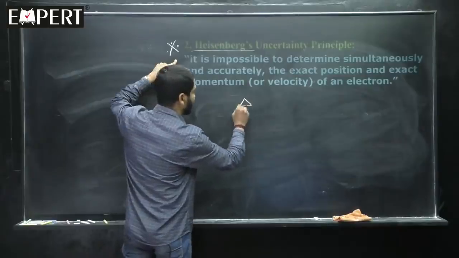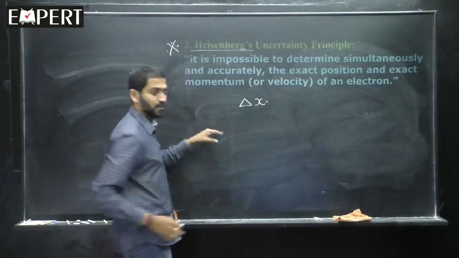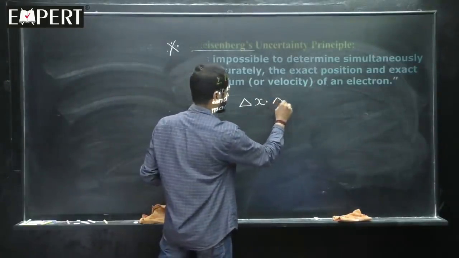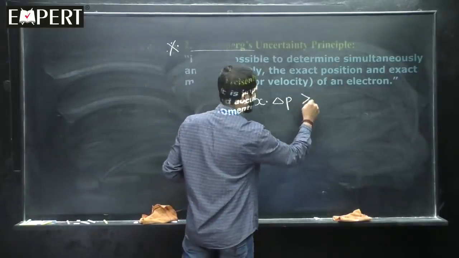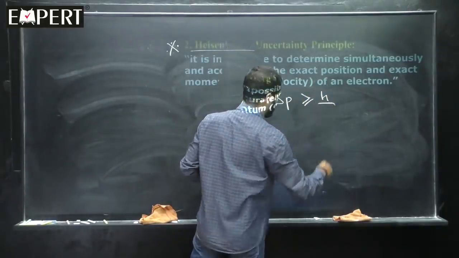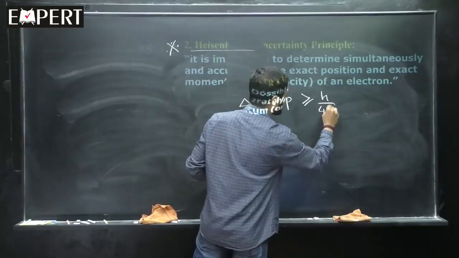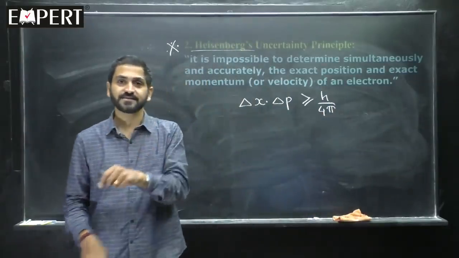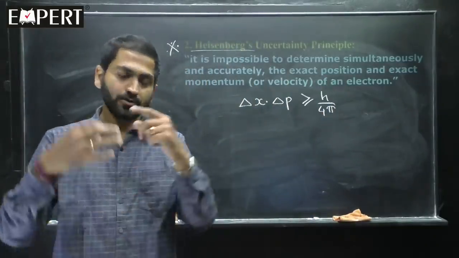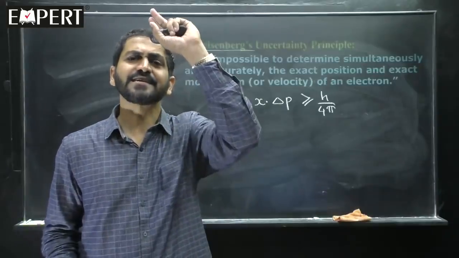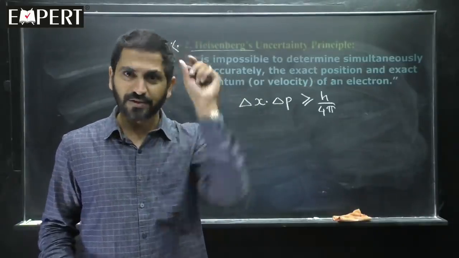The expression is delta x into delta p greater than or equal to h by 4 pi. Now, don't ask me how I got this equation. I told you there are certain things. The derivation of this equation is out of the scope of this material. We study it in degree or MSc. So you do not need that, you need only the equation.